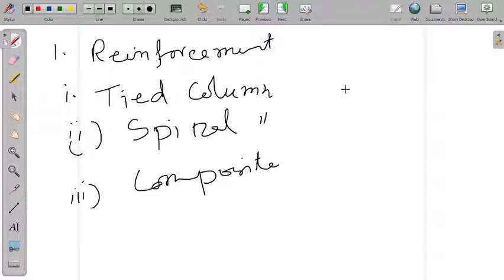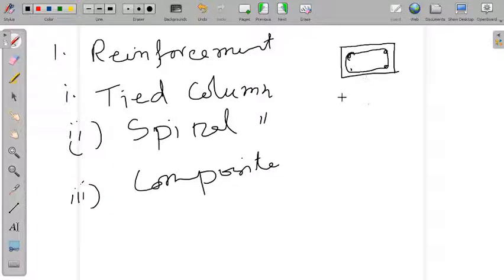I am not going into much detail. I will just draw the figures and try to show you how it is a tied column. Suppose we have a rectangular column. This column will, no doubt, have at least 4 longitudinal reinforcements in the 4 corners, and it will have transverse reinforcement, that is, horizontal reinforcement like that.